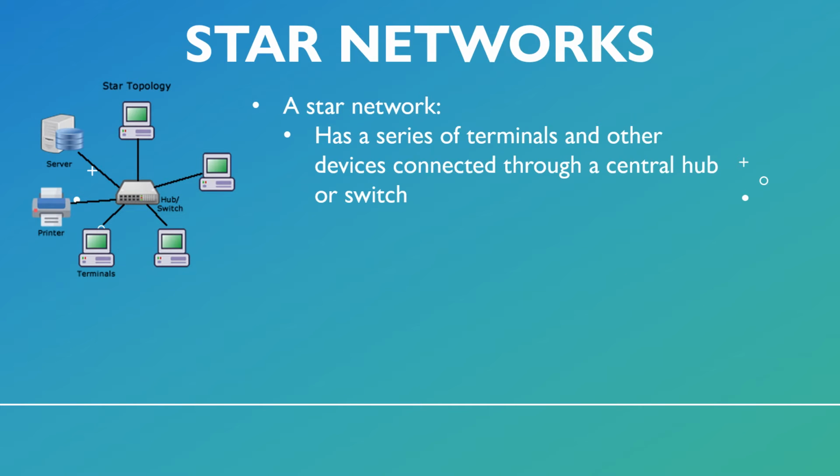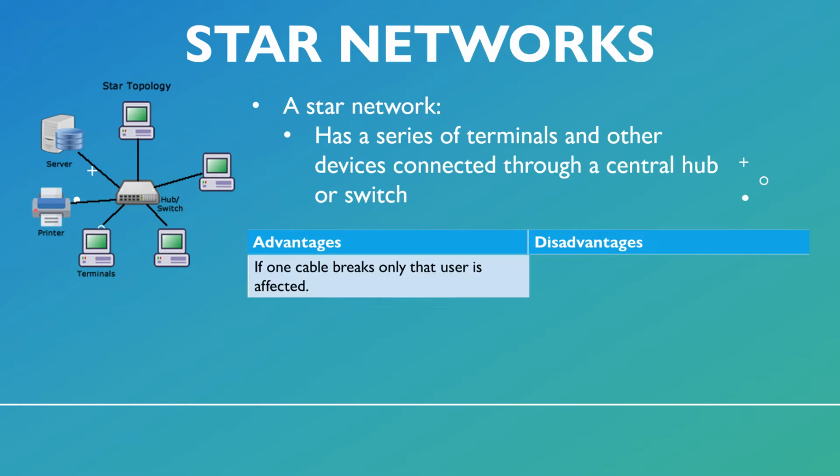A star network will consist of some terminals, which are computers connected to the network, connected to a central hub or switch, which will also have connected to it a file server and possibly some peripheral devices like printers. One of the advantages of star networks is that it makes it easy to identify where a fault in the system is, because if one cable breaks, only that device will be affected.